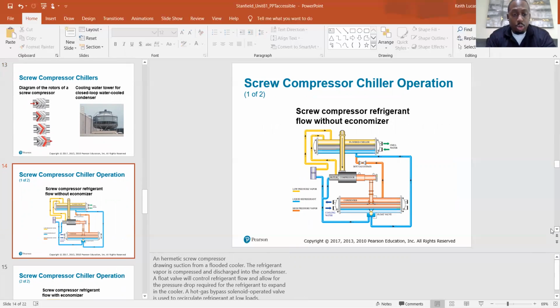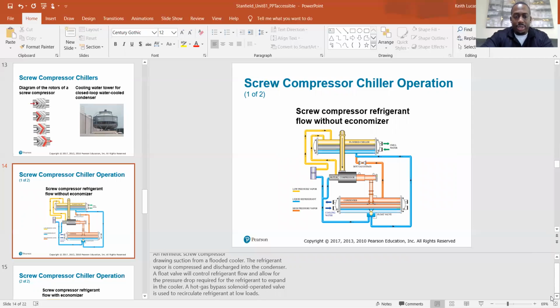Okay, screw compressor chiller operation. A hermetic screw compressor drawing suction from a flooded cooler. So that's what we have here. The refrigerant vapor is compressed and discharged into the condenser. A flow valve will control the refrigerant flow and allow for the pressure drop required for the refrigerant to expand in the cooler. A hot gas bypass solenoid operated valve is used to recirculate refrigerant at low loads.